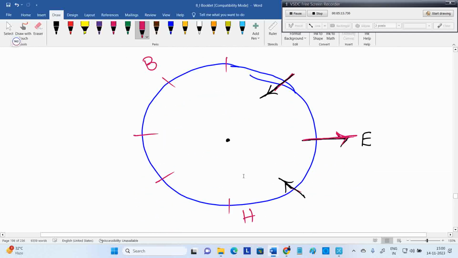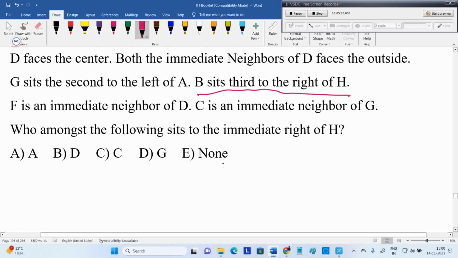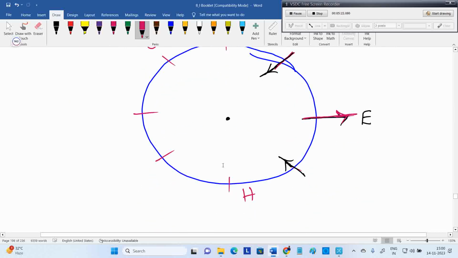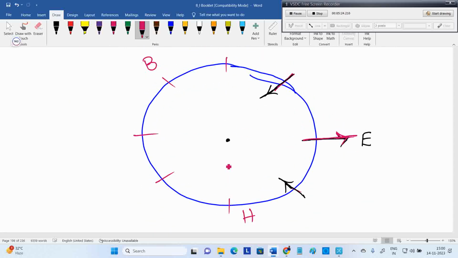B and H are already there, but they clearly mention B sits third to the right of H. So from H's right side should be B, third right. So H must be facing towards outside. H first right, second right, third right, B is there. Now I am able to decide H is facing outside.